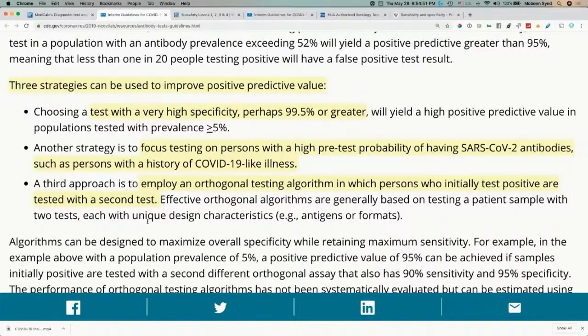tested with a second test. Remember, we are talking about low prevalence, which makes the positive predictive value doubtful. Negative predictive values are usually high in low prevalence. So when somebody tests negative, you can say with certainty that you are negative. It is when somebody tests positive that we are not certain. And this is why they're saying that if somebody tests positive, then do one more test. So this is the discussion.